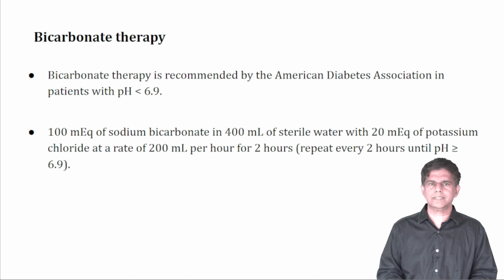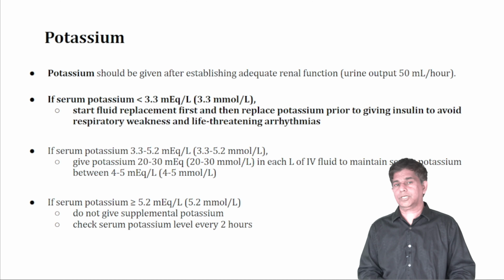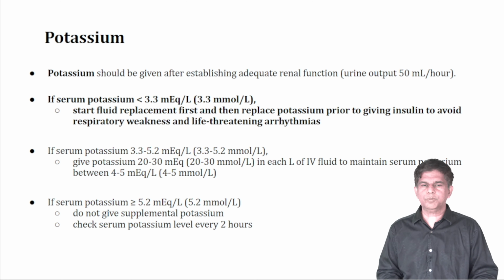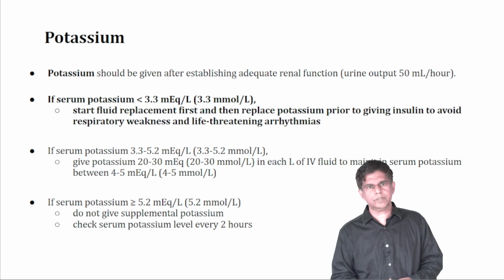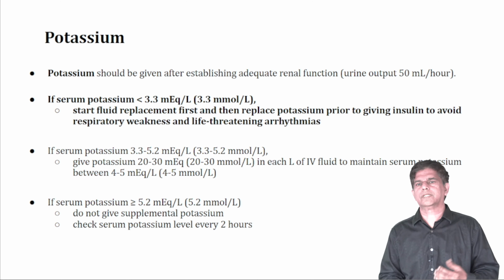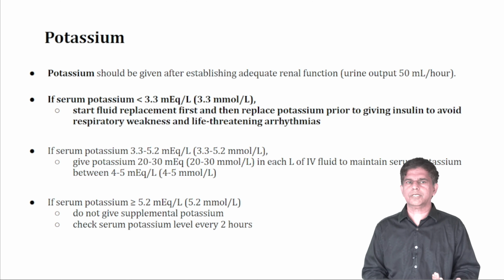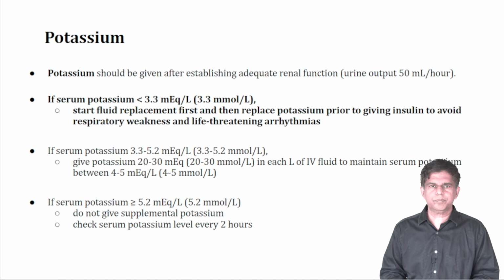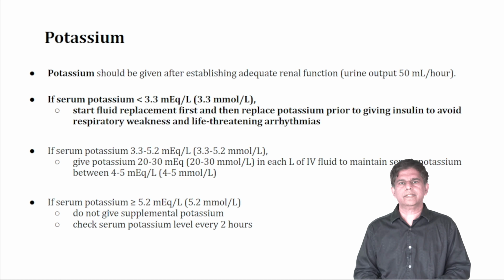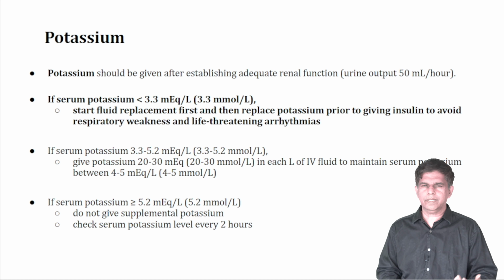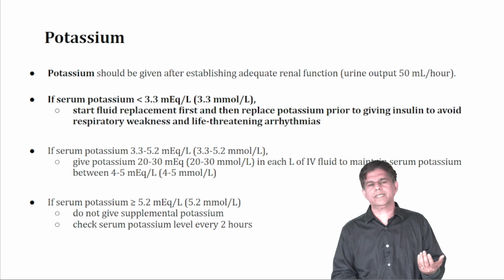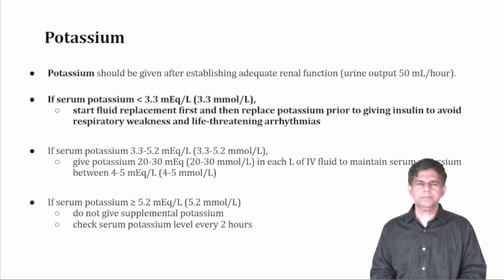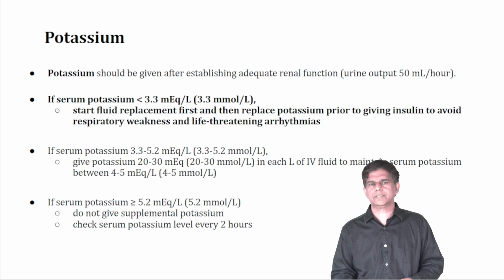Remember that. Potassium, okay. After establishing adequate renal function, potassium can be given. If the serum potassium is less than 3.3, start fluid replacement first and then replace the potassium prior to giving insulin, okay. And if the serum potassium is between 3.3 and 5.2, give potassium and IV fluid, and you maintain around 4 to 5. If the serum potassium is greater than 5.2, make sure you don't give any supplemental potassium, but check the potassium level frequently.